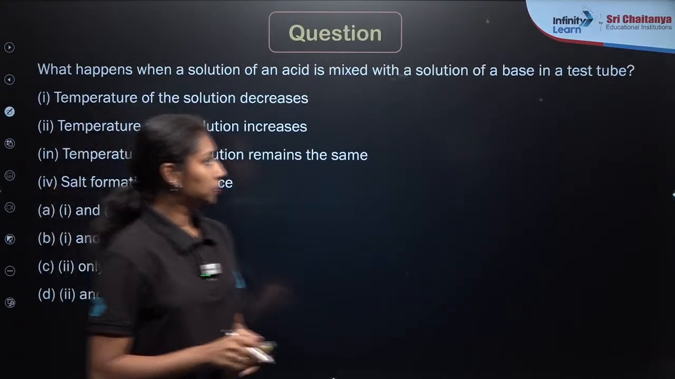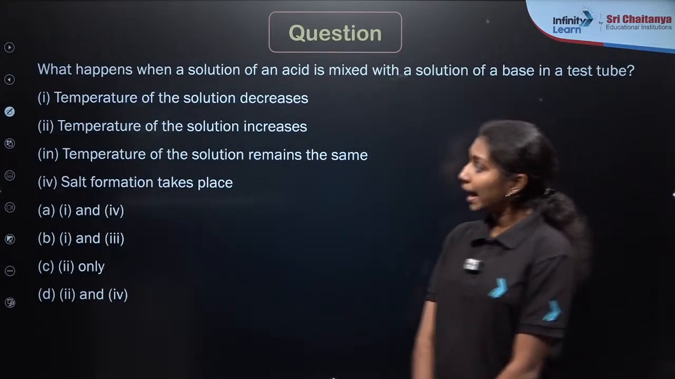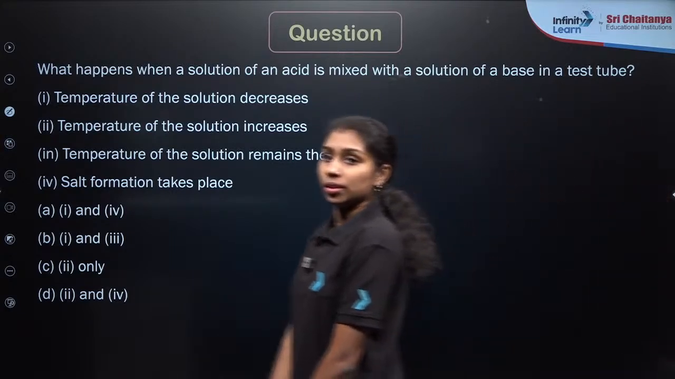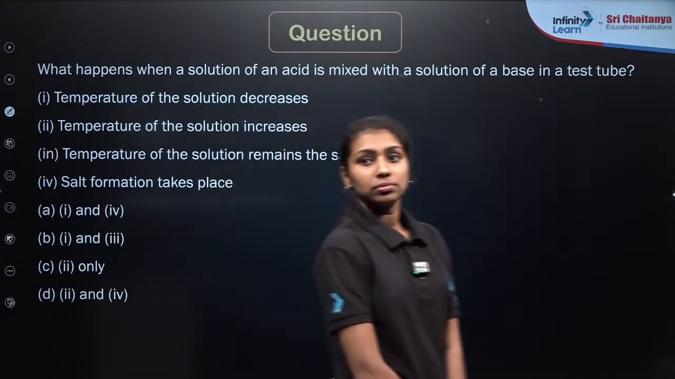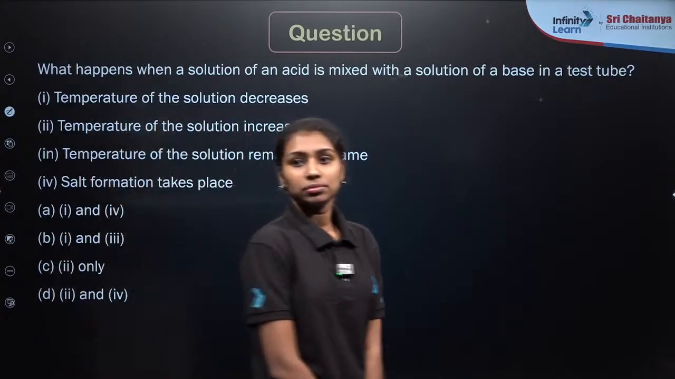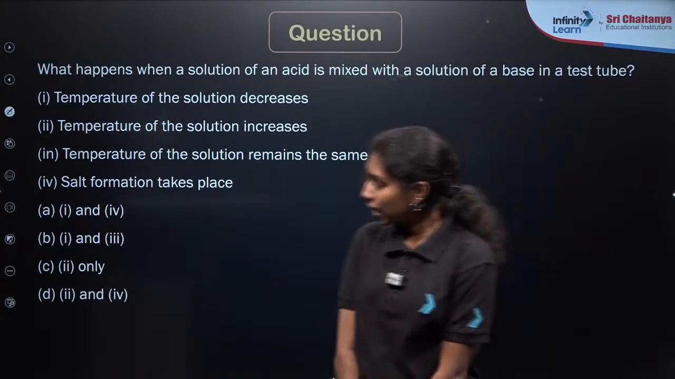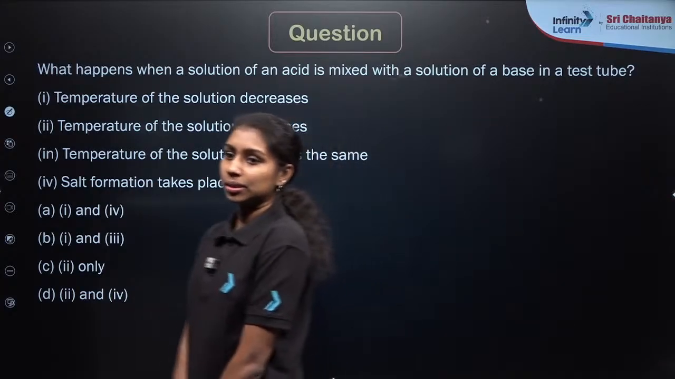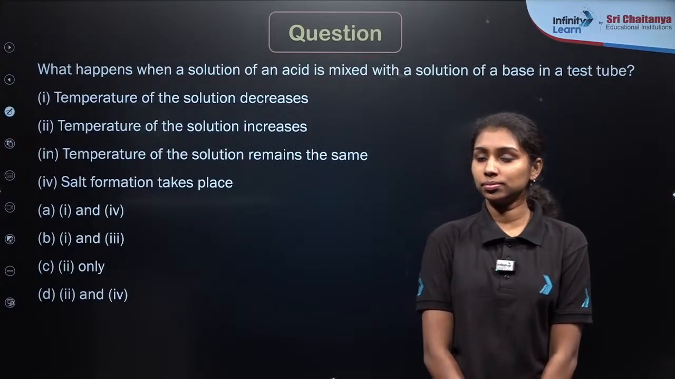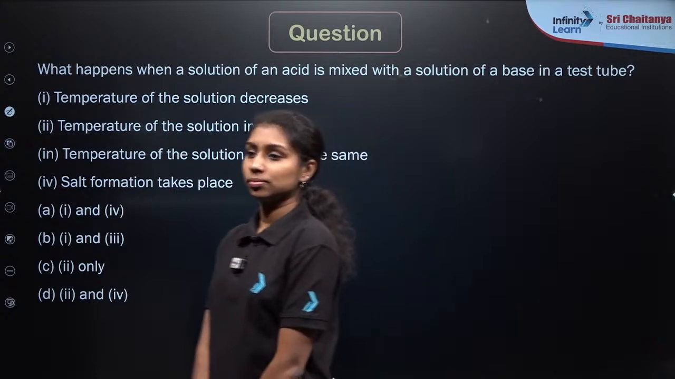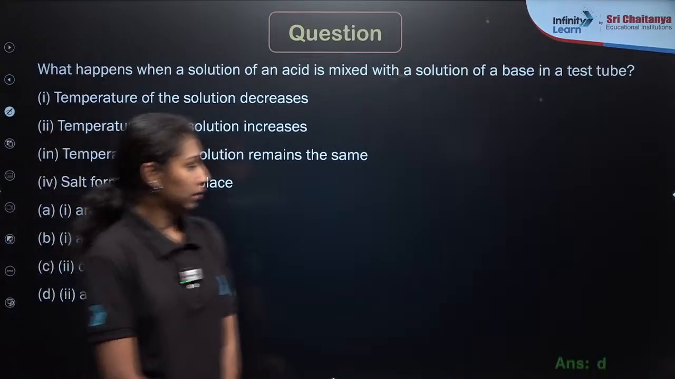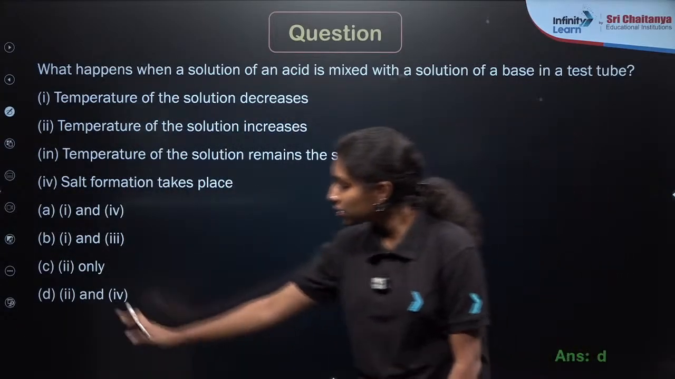Here is our next question. What happens when a solution of an acid is mixed with a solution of a base in a test tube? Okay, Arushi is saying option D is the correct answer. What about others? Let's check what is the answer. Yes, option D is the correct answer, which means 2 and 4.